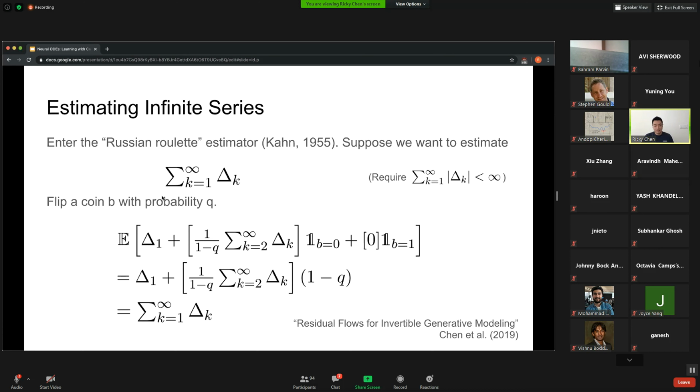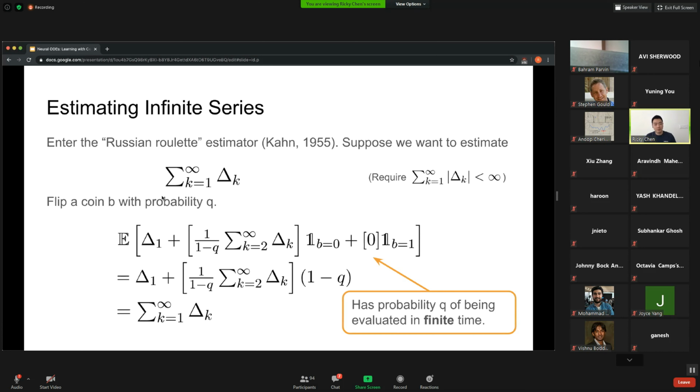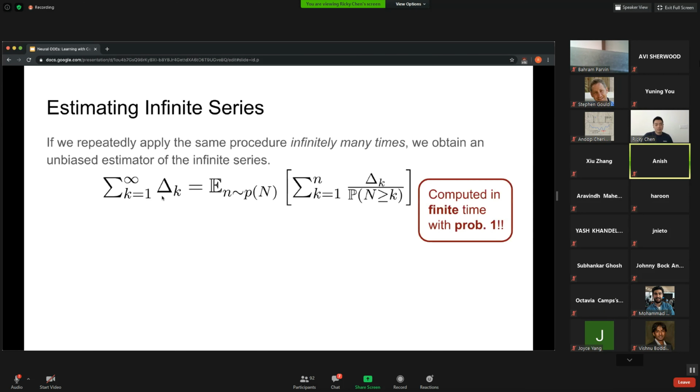But something very interesting has happened here. In computing this estimator, there is now a probability of q that we only need a finite amount of compute. But this estimator still has a non-zero probability of requiring infinite compute. So to take this even further, we can apply this trick over and over again to the remaining terms, sampling a new coin toss for every outcome where we have to continue. So we can obtain an estimator that uses finite compute with probability 1. And we basically just need to apply this trick infinitely many times.